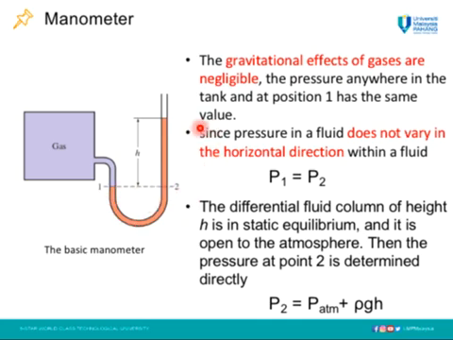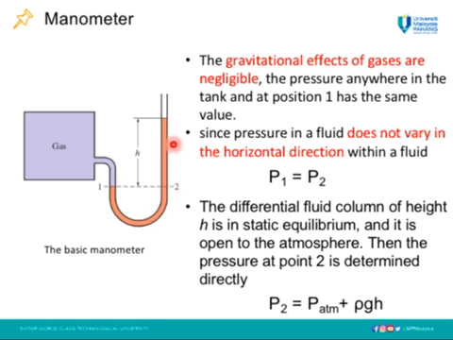The differential fluid column of height H is in static equilibrium and it is open to the atmosphere. Then the pressure at point 2 here is determined directly from this equation: P2 equals the atmospheric pressure plus the density of this fluid times gravity times H, the height of this column. Note that the cross-sectional area of the tube has no effect on the differential height H, and it is also independent of the pressure exerted by the fluid.